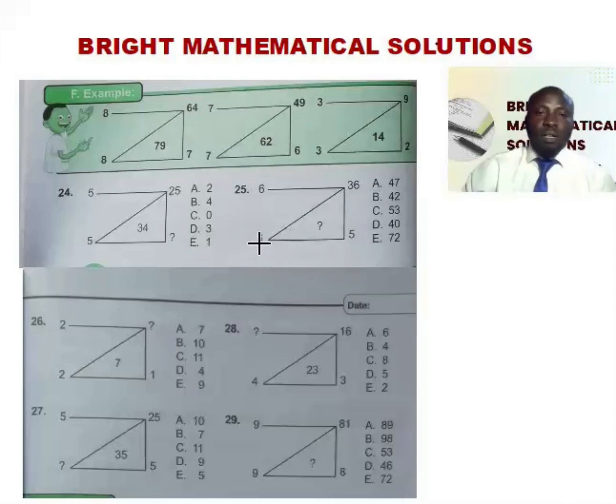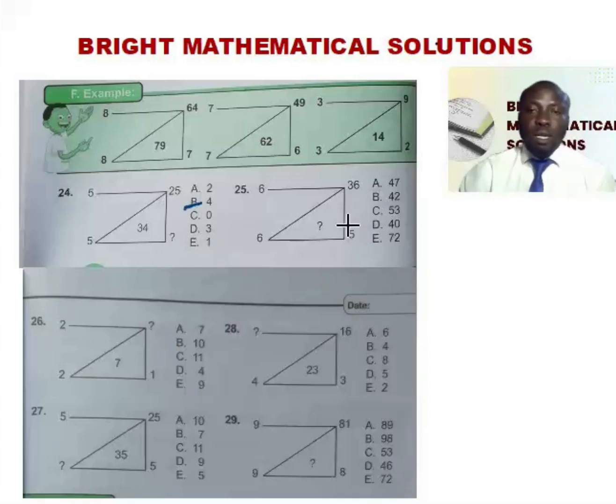So let us take that understanding to our question. We have 5, 5, 25, 34. So for us to get this unknown, 5 plus 25, that is 30. When we subtract it from the 34 that we have here, it will give us what we have here. Because remember, we're adding everything on the edges to give us what is inside. So our answer here is 4.